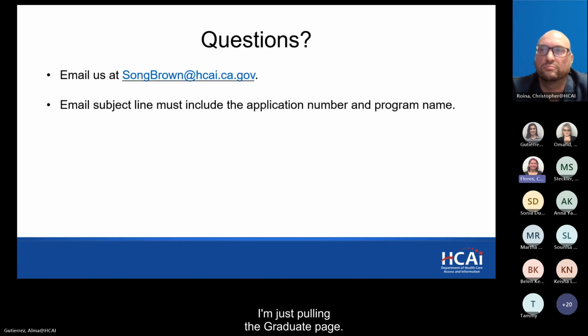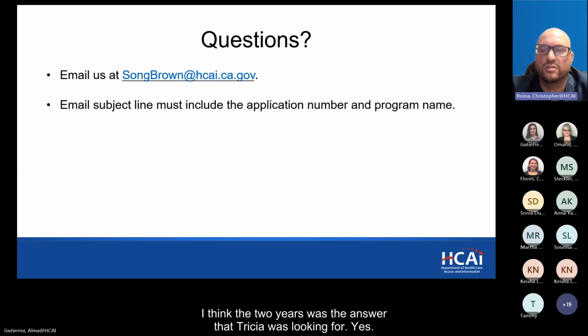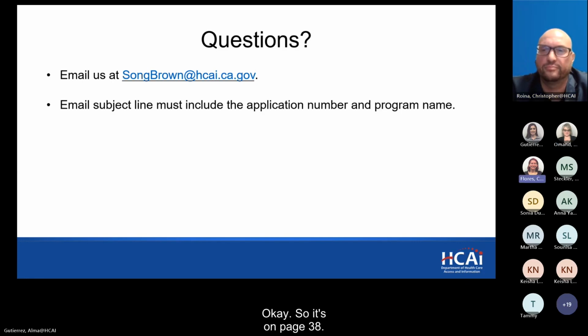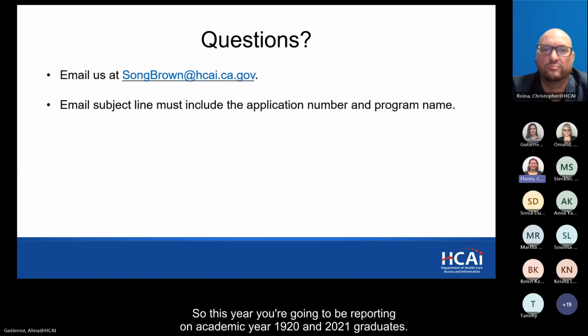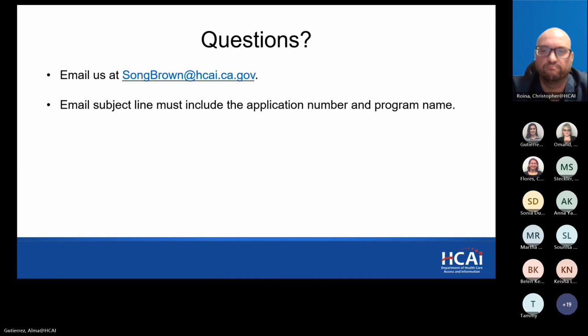I'm just pulling up the graduate page. I think the 2 years was the answer that Tisha was looking for. Okay, so it's on page 38. So this year you're going to be reporting on academic year 1920 and 2021 graduates. All right.